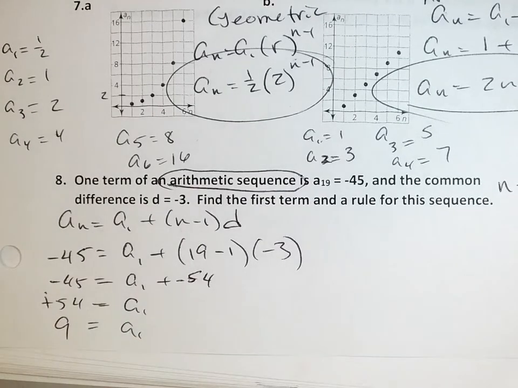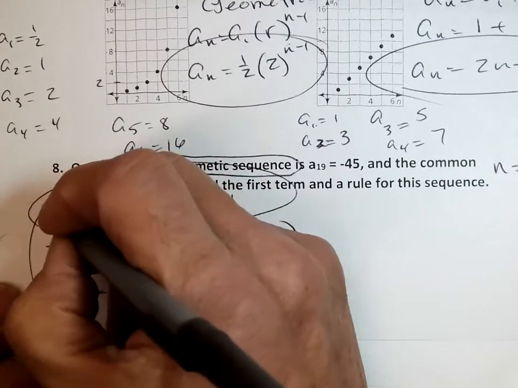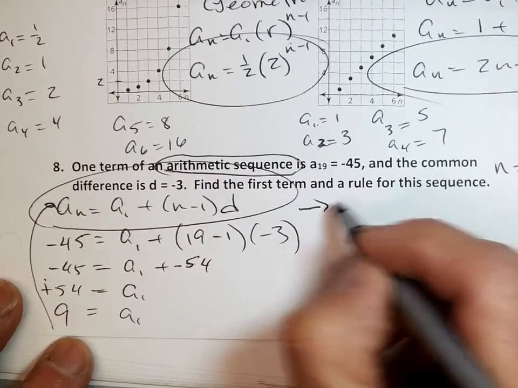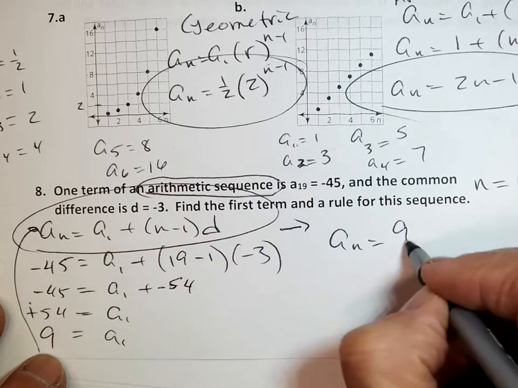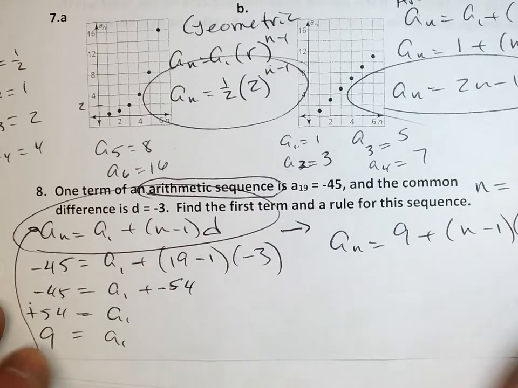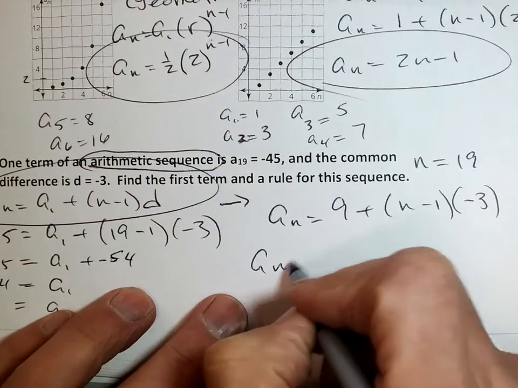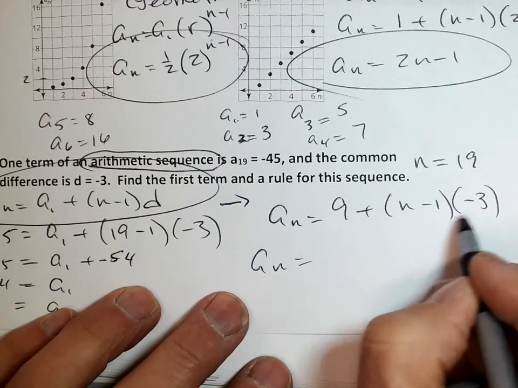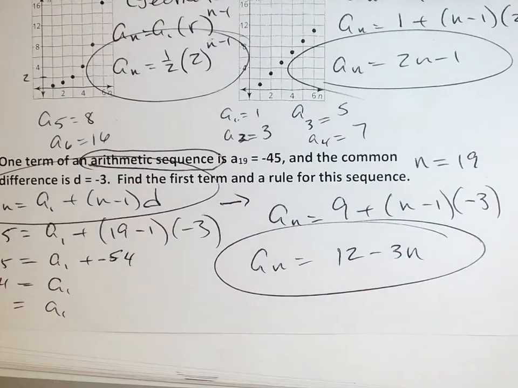Okay, now the rule is easy, right? We'll just go back up to here and plug everything in. So our rule is going to be a of n equals a1, which is 9, plus n minus 1 times negative 3. And again, I would take that answer, but I'm going to tidy it up because I like it tidied up. I'm going to rewrite it as an equals, oh, let's see, that'd be a 12 minus 3n. Okay? How am I doing, okay?